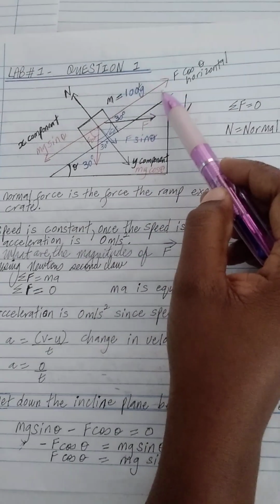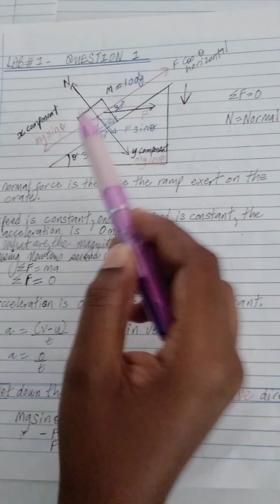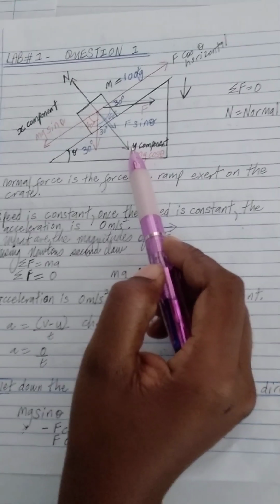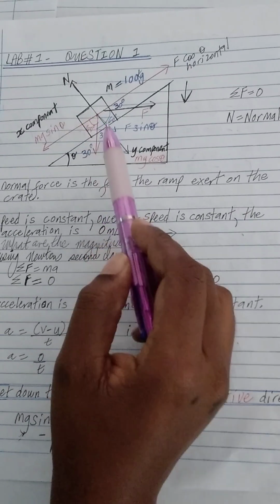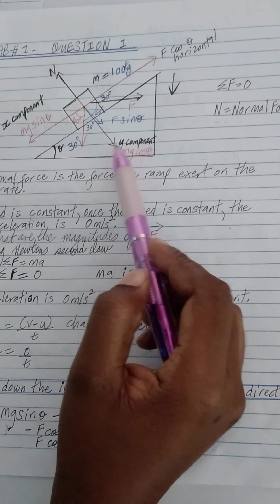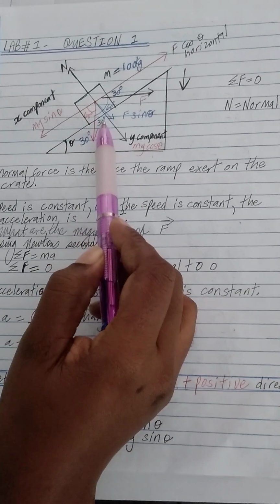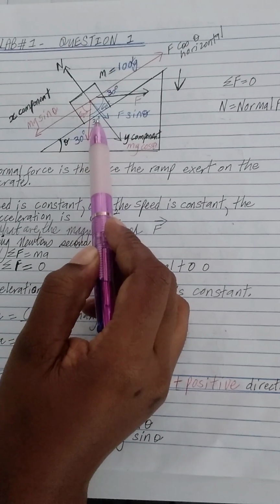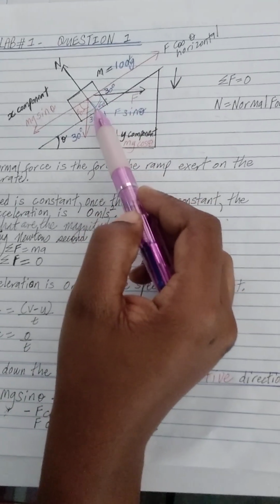Now here we have our horizontal, which is F cos theta. Now the y component is perpendicular to the normal. Once you talk about the normal, it is 90 degrees. So here we have 60 degrees and then 30 degrees. 60 plus 30 degrees gives us 90 degrees. And the same thing is happening over this side.